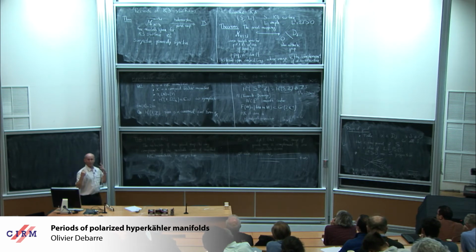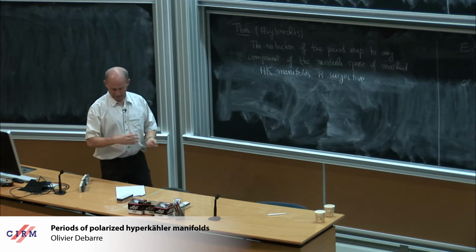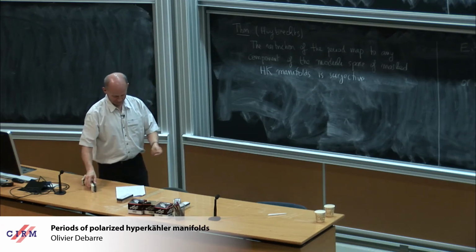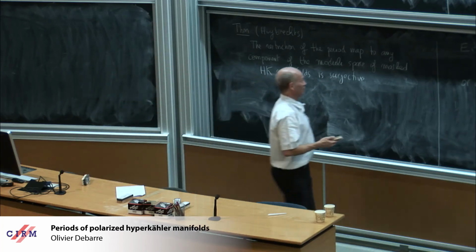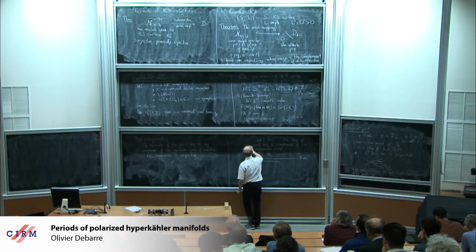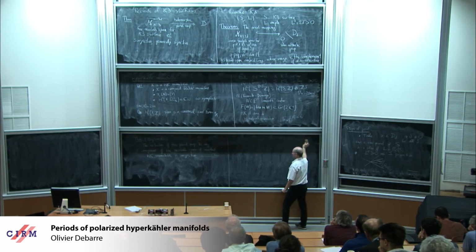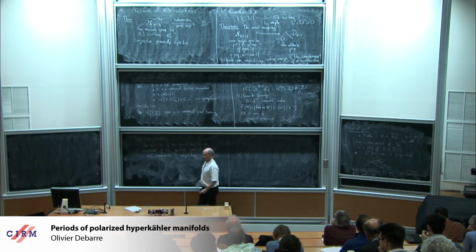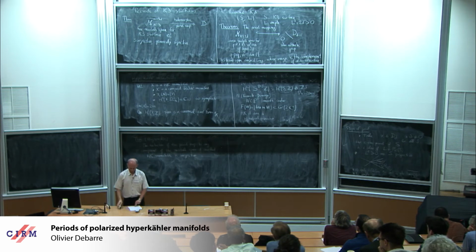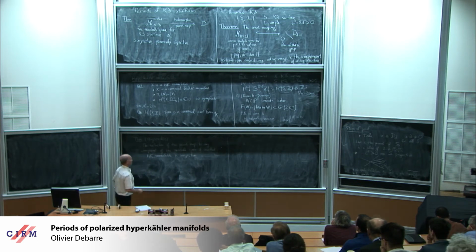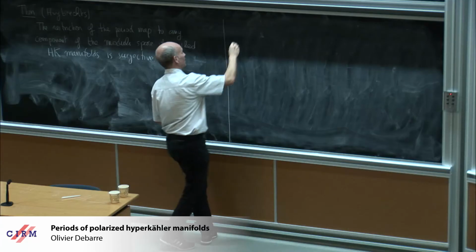Contrary to the case of K3 surfaces, there is not just one topological type, even if you fix the dimension. So you need to work out the details, but otherwise the statement is basically the same. Okay, so what I want to discuss today is what happens if you introduce polarizations. It's a little bit more complicated than on K3 surfaces.